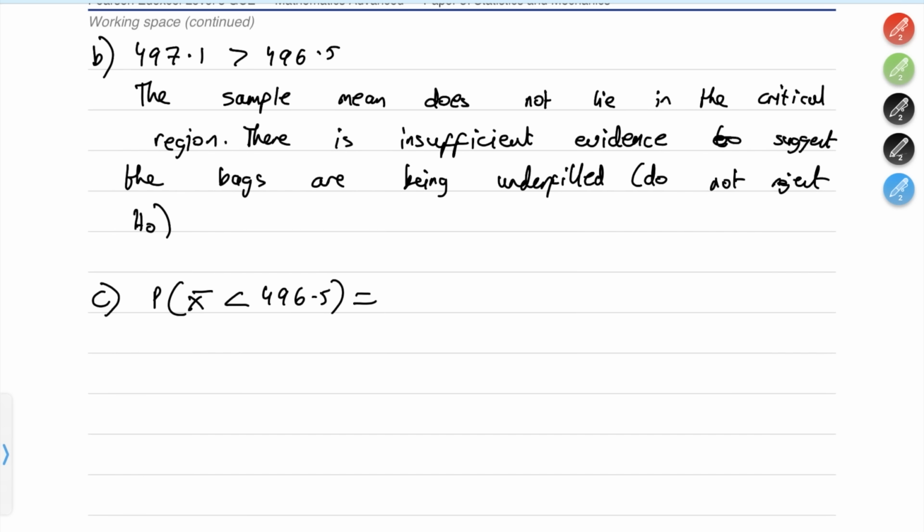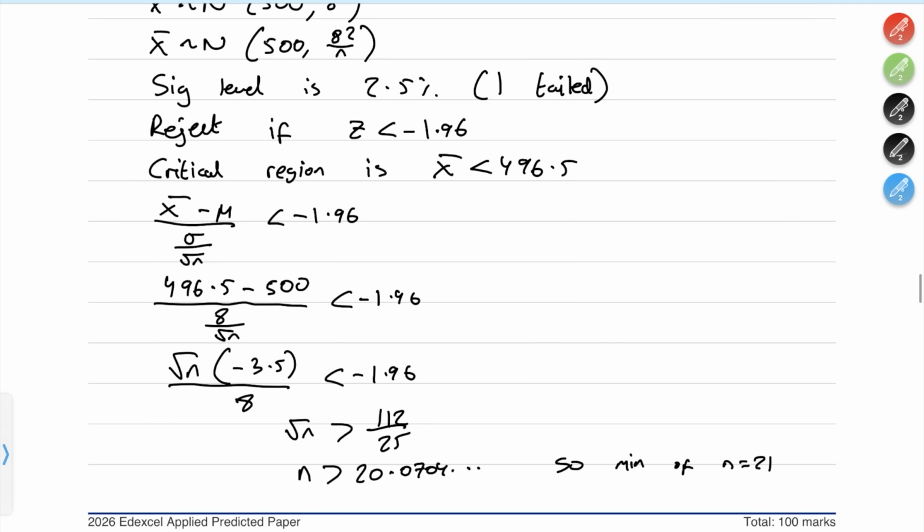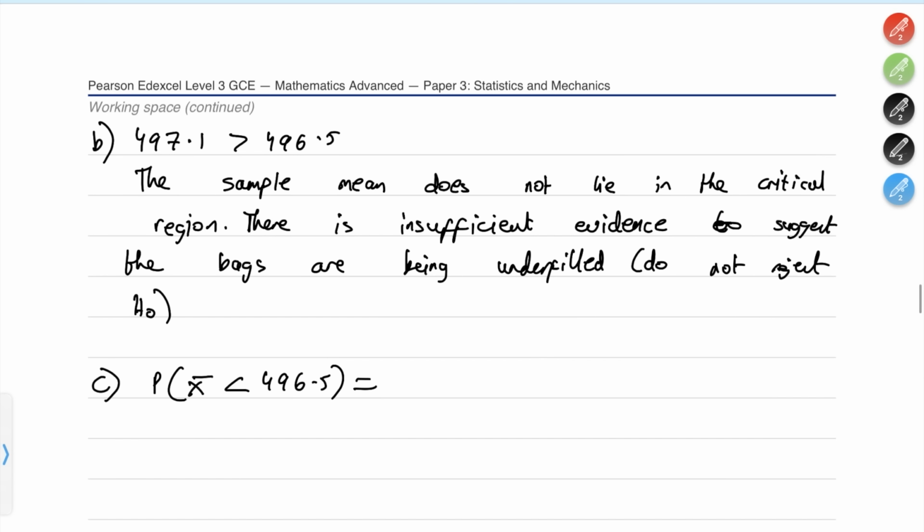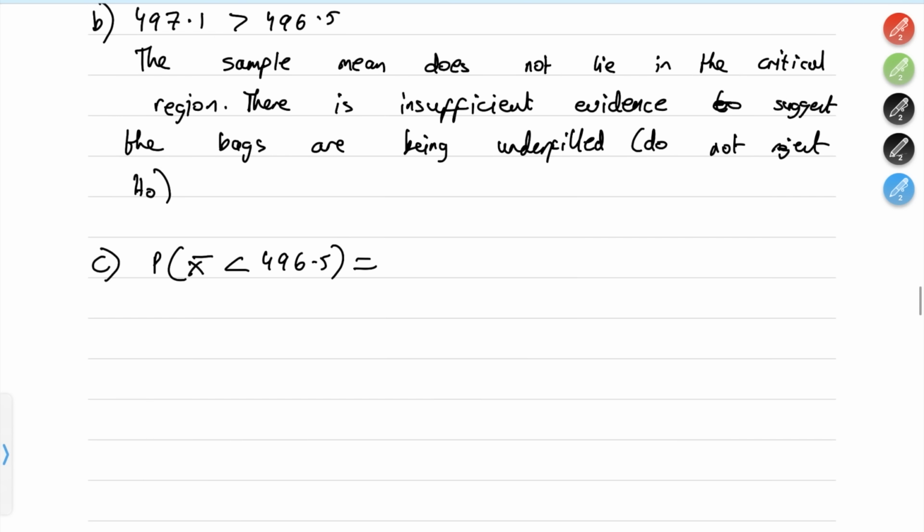Okay, so we're going to use our values here. So normal CD. I'm going to say my lower bound is just, I'm going to put a massive negative number, 496.5. Now my standard deviation is going to be 8 over root 21. So 8 over root 21. And my mean is going to be 500. And that gives me an answer of 0.02248, which equals 0.0225 to 3 significant figures.